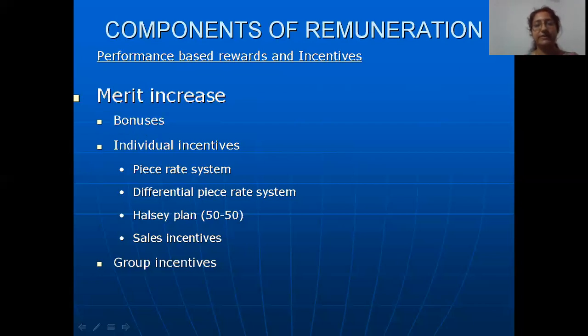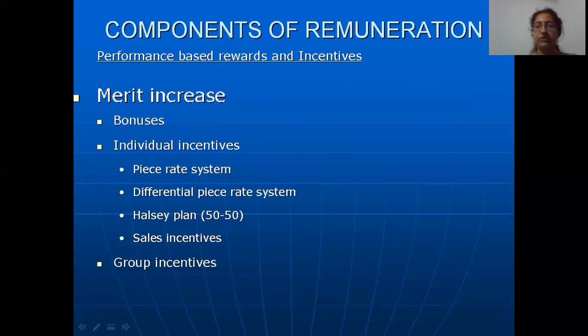You have bonuses. Now, what is the difference between merit increase and a bonus? A bonus is because of good performance, it is a lump sum one-time payment which is given to the employee. So it will not happen every year. Probably it will just happen once in 3 years or once in 5 years or so, for very good performance of the employee.